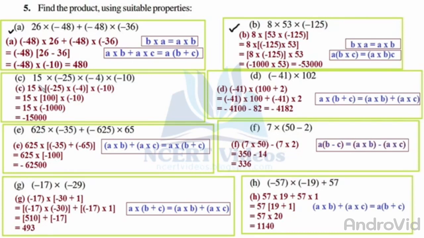C part. Now here we will multiply first 25 into 4. Why? Because it will make 100. Because multiplying anything with 100 is an easy calculation, therefore we do it. We put it in brackets, minus minus is plus, therefore writing other terms as it is. So 25 into 4 is 100, minus minus is plus, rest terms as it is. Now attaching 3 zeros to it, because 100 into 10 was 1000. And plus minus is minus, therefore minus 15,000.